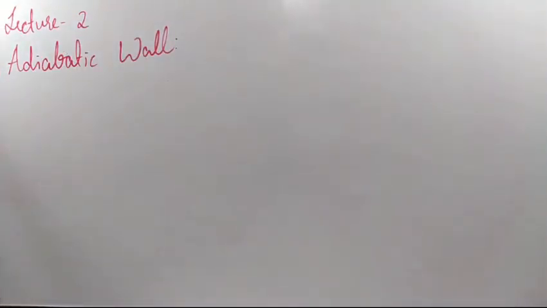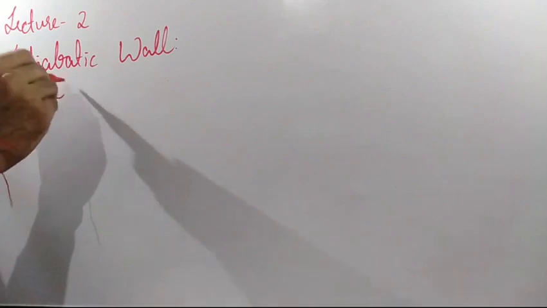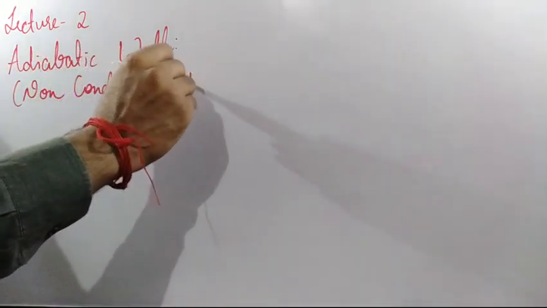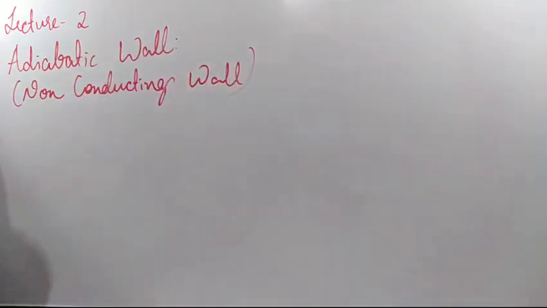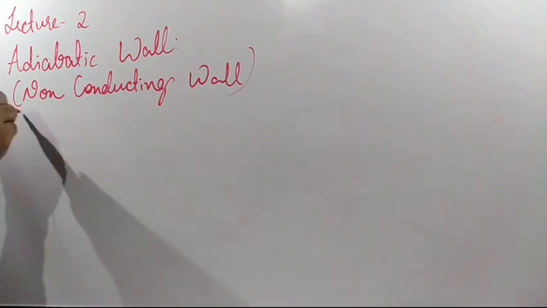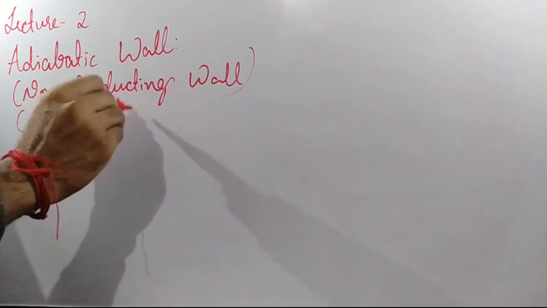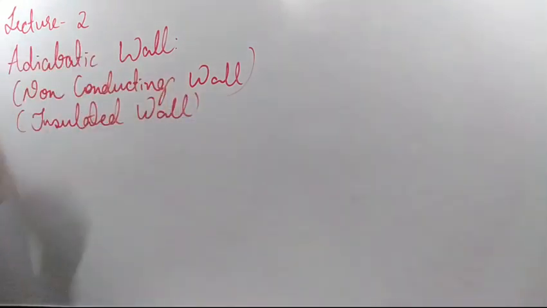Diathermic wall means conducting wall in simple words. Clear? Adiabatic wall means non-conducting wall, or we can call this wall an insulated wall. Clear? So how do we understand what we know as an adiabatic wall?